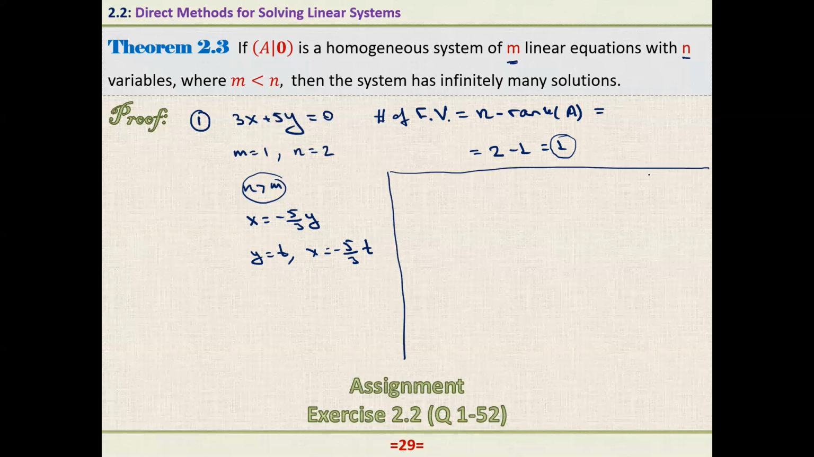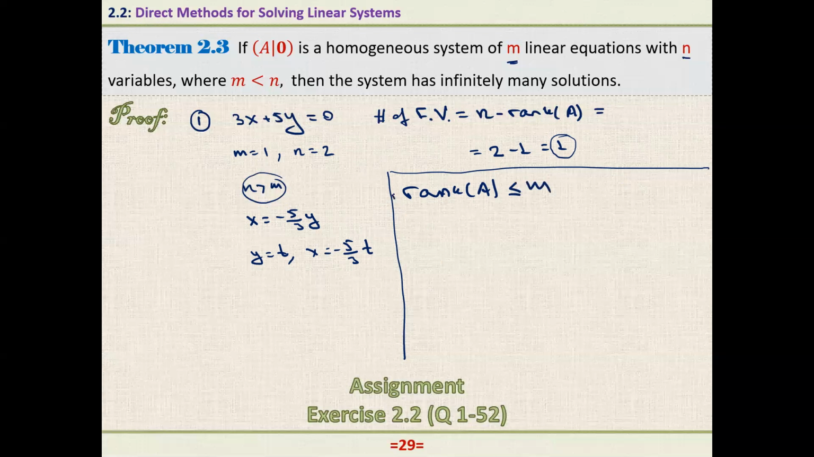Now for the general case, let's prove this. The system has at least the zero solution, because all homogeneous systems have at least one solution. Why? Because if all variables are equal to 0, that is a solution of every homogeneous system, right? So that means that the rank of A must be less than or equal to m, right?